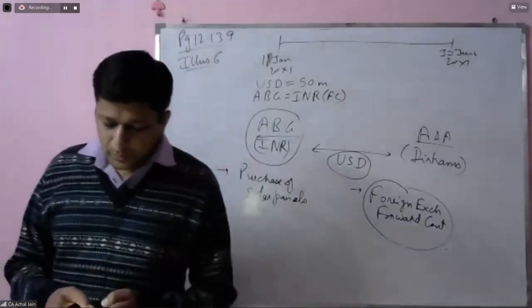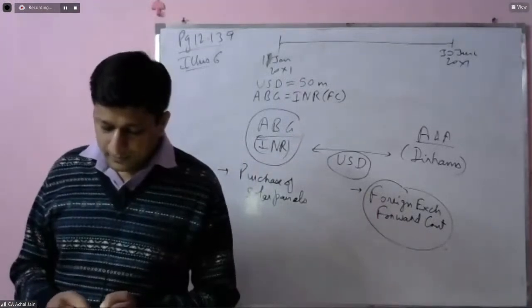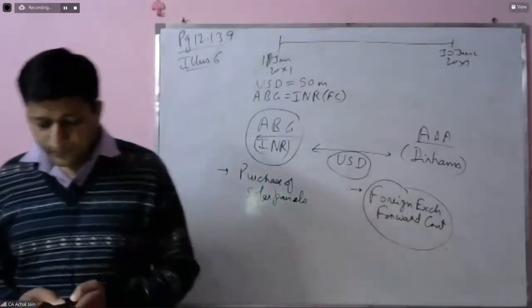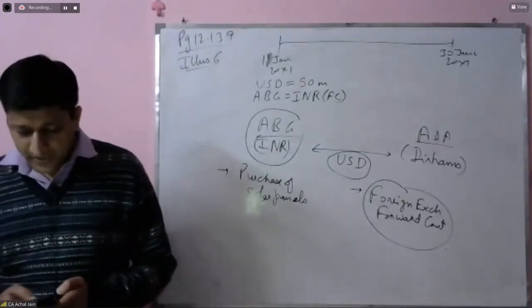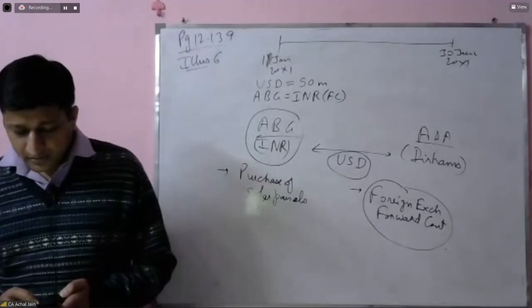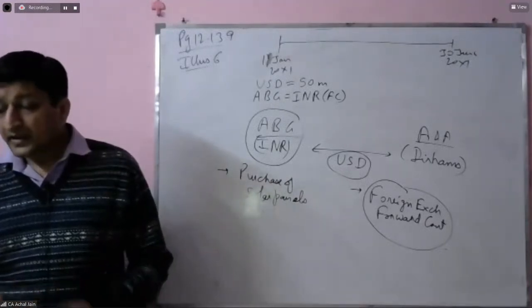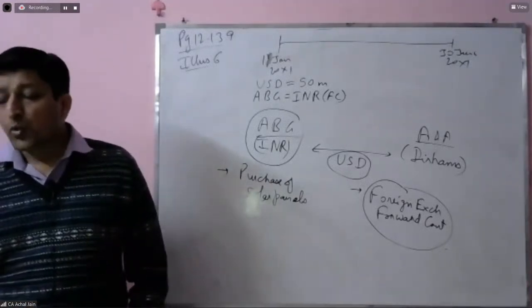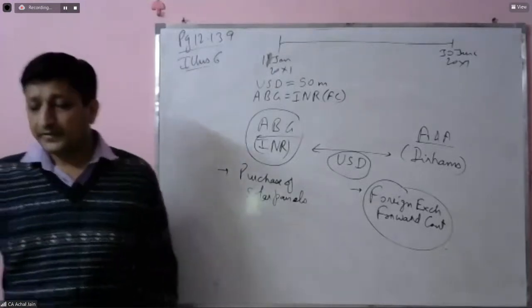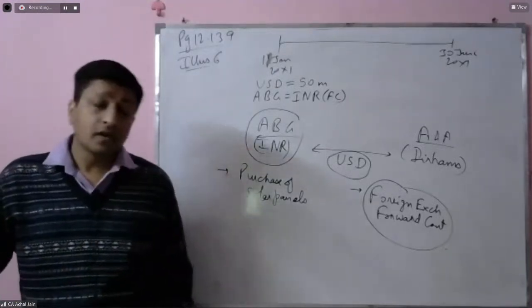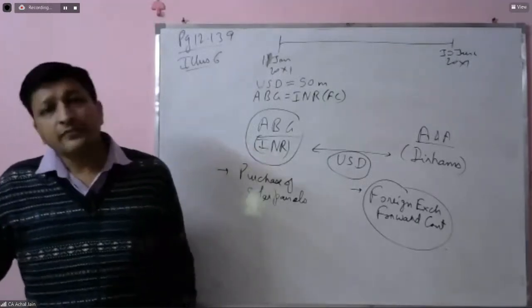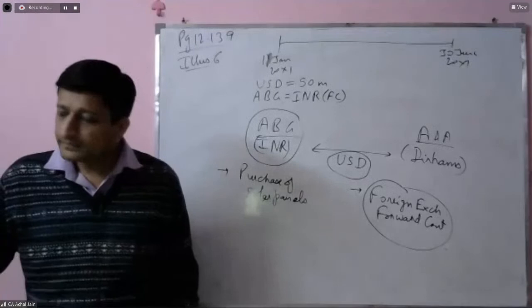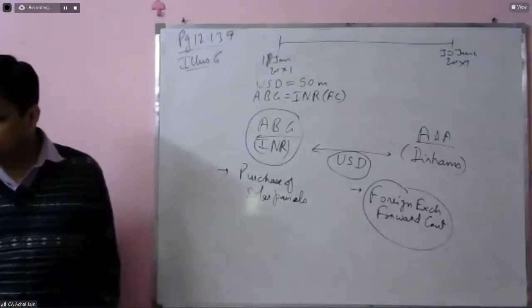So if we compute 50 million into 65, what do you get? We get 3250 million, which is equivalent to 325 crores. Okay.